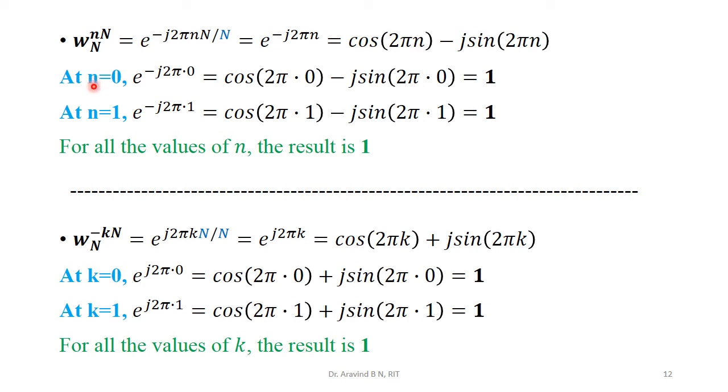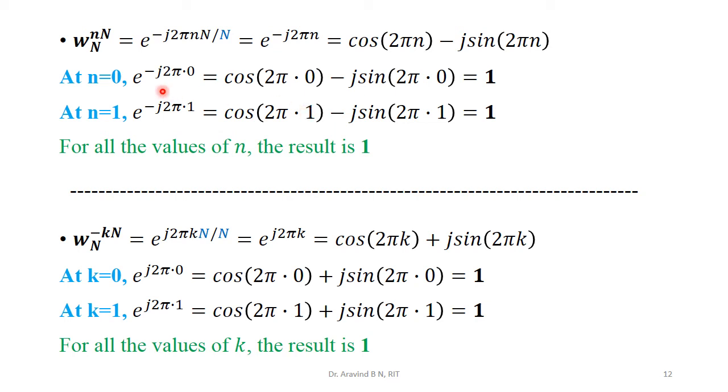Substitute for n, first value n is equal to 0. Then it will be cos 2 pi into 0 minus j sin 2 pi into 0, that will be equal to 1. Then again n is equal to 1, that will be cos 2 pi into 1 minus j sin 2 pi into 1, that is once again equal to 1. Make a continuation of that at n is equal to 3. Again the result will be 1. So that means for all the values of n over here, cos and sin will be simply the multiple of 2 pi. So anything multiple of 2 pi is always equal to 1.